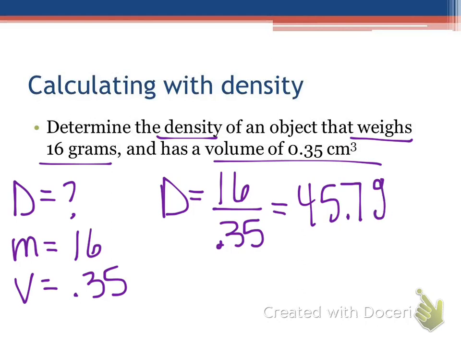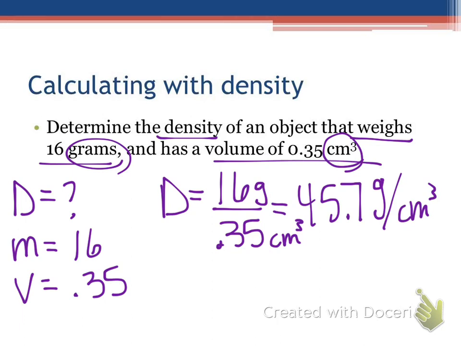Think about what our units were given in, grams and centimeters cubed. Okay, look, all we did was take 16 grams divided by 0.35 centimeters cubed. So our units are exactly that, grams divided by centimeters cubed. Units are really important, so keep those throughout the whole thing. Grams divided by centimeters cubed, that's our final answer. Okay. There's no need for us to change it to milliliters, even though we know it's the same thing. Right? There's no need for us to change it if we're given centimeters cubed. Questions there?